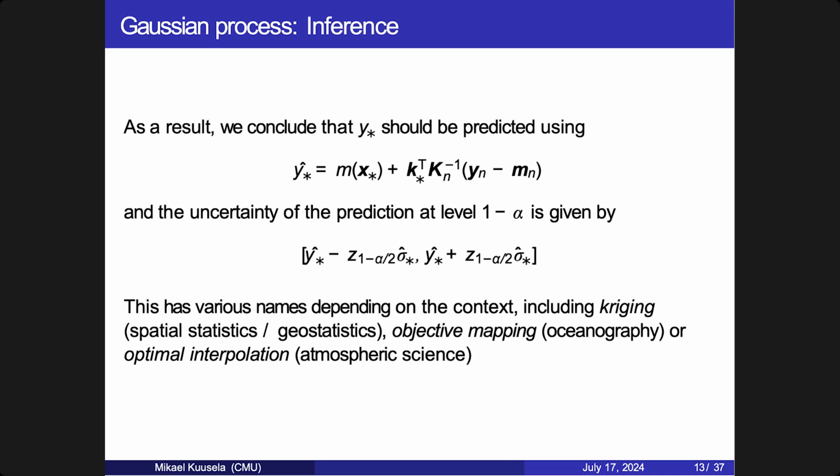So I told you that this Gaussian process formalism gives you the standard interpolants used in oceanography, and that's exactly what we have in here. If you've ever heard of interpolation of spatial data, you might have heard about kriging if you're from statistics, objective mapping if you're from oceanography, or optimal interpolation if you're from atmospheric science. Those are all different names for exactly this thing in here. So this is the objective mapping prediction of an unobserved location.